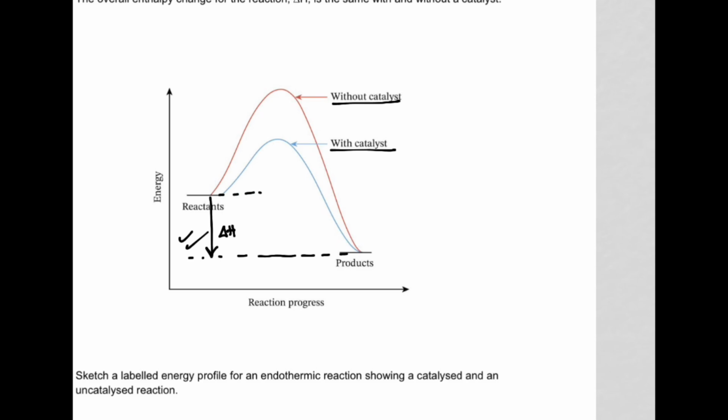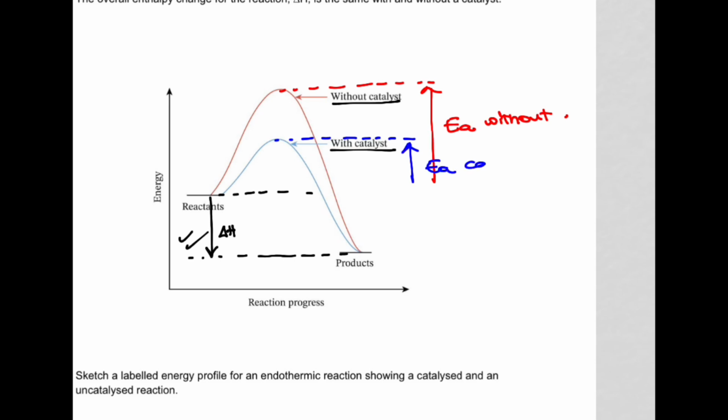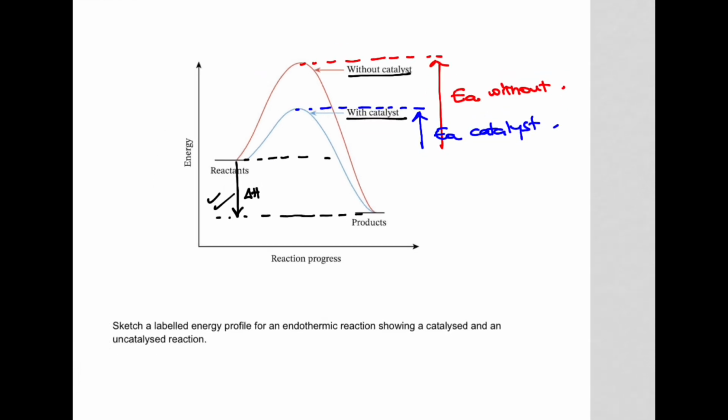So whether it is without catalyst or with catalyst, delta H stays the same. Without catalyst, activation energy is here. So from reactants to peak, or if you want, you can draw it like this. So from reactants to peak, this is activation energy without, and with catalyst, you can write it like this, here this is activation energy with catalyst.